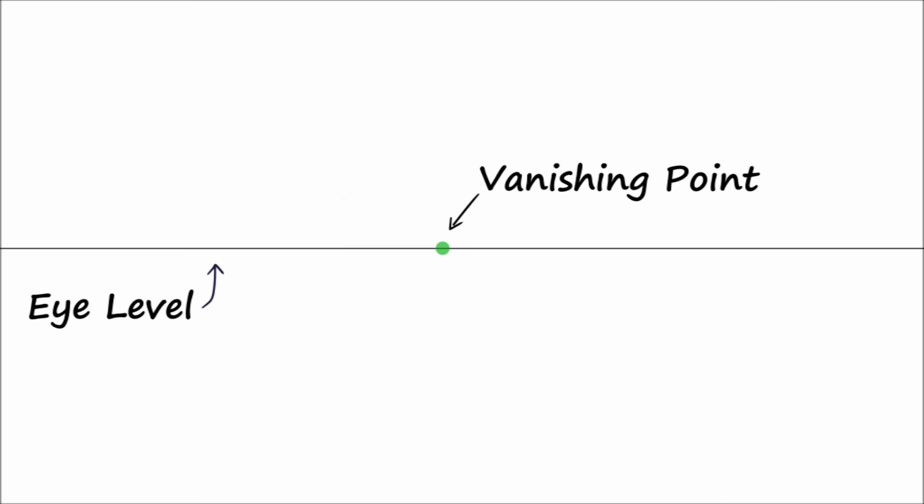So now let's talk about the eye level or horizon line. This is basically where the eye level of the viewer is. For now, think of the eye level as where the sky meets the land. If we move the eye level up, we will see more of the ground and less of the sky. And if we move it down, we'll see more of the sky and less of the ground.